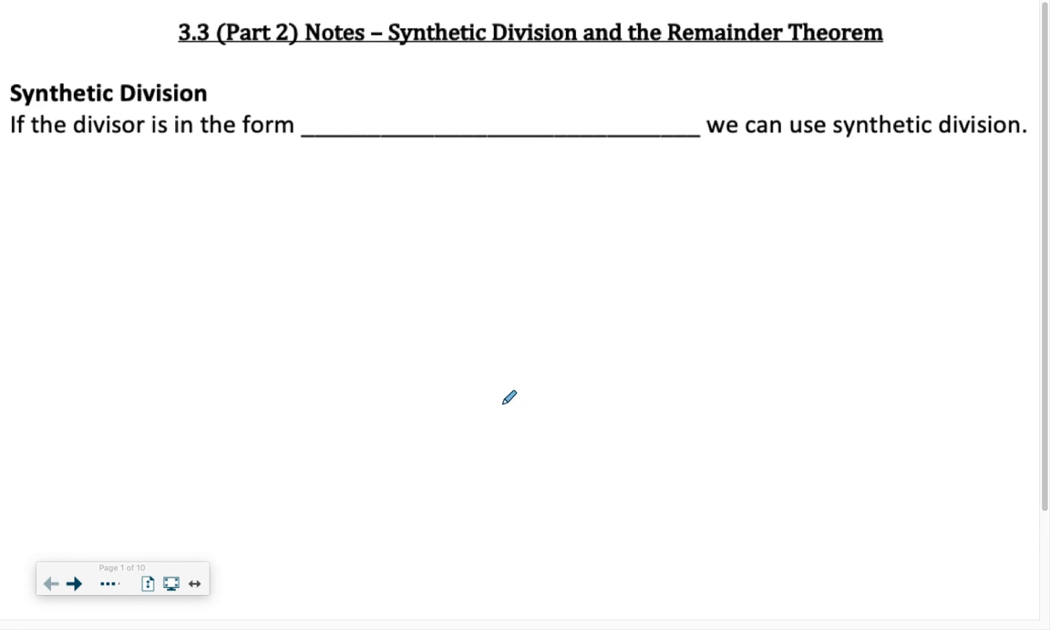All right, in the second part of 3.3, we are going to take a look at synthetic division and the remainder theorem. So, synthetic division is just a shortcut for polynomial long division if the divisor is in the form of x minus some number. If the divisor is in any other form, we would have to use long division. Let's take a look at a few examples here.